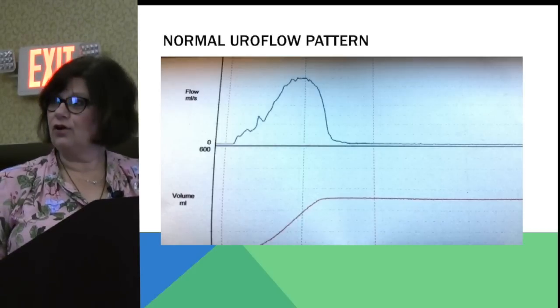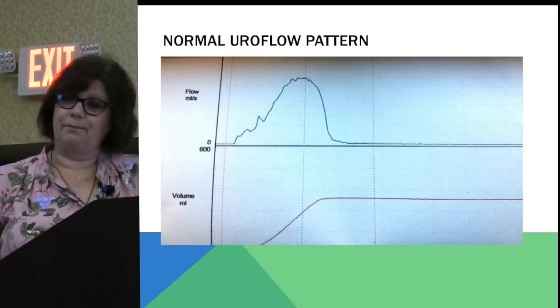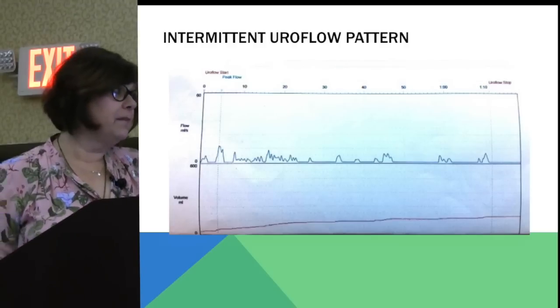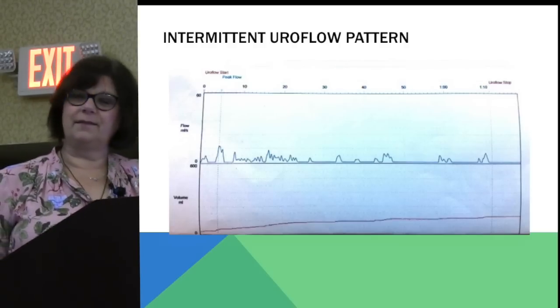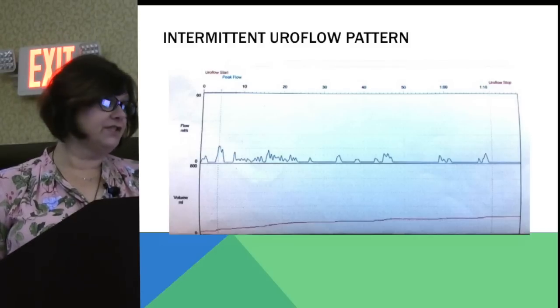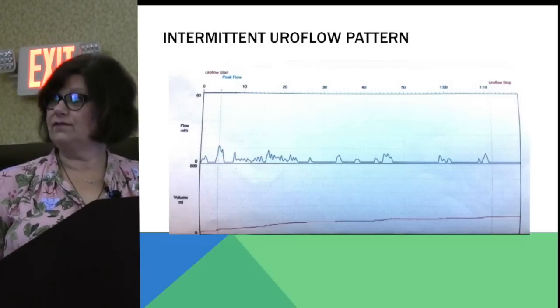So this is a depiction of a normal flow pattern. You can see a nice bell curve there. It's like perfect. This is one from an intermittent flow pattern. So again, it could be a guy with BPH, someone who has just very tight pelvic floor muscles.